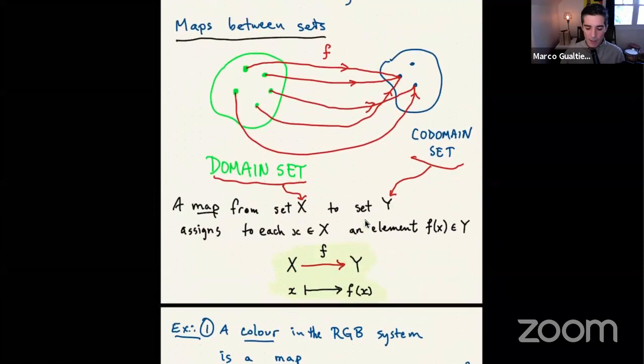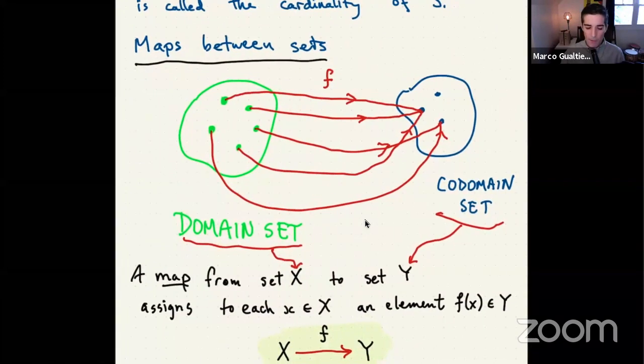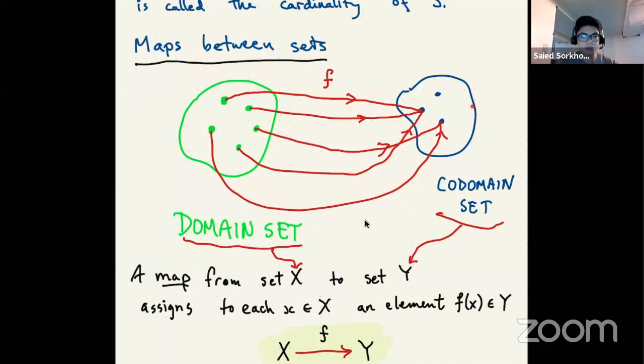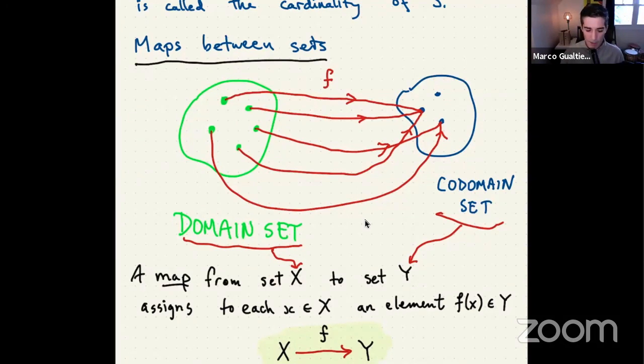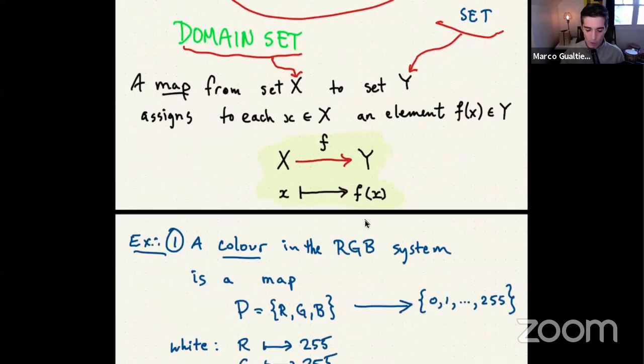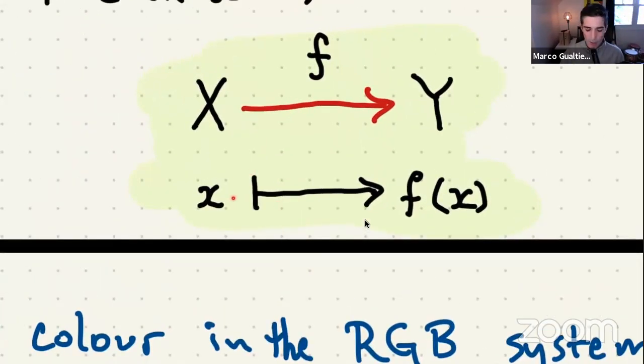And then we had this idea of maps. So the maps, as you can see, this is the domain set. This is the codomain set. And every member of the domain is sent somewhere, is sent to a specific value. Okay, and we usually denote that with this notation, that an element is sent to f of x, but the map has the name f.